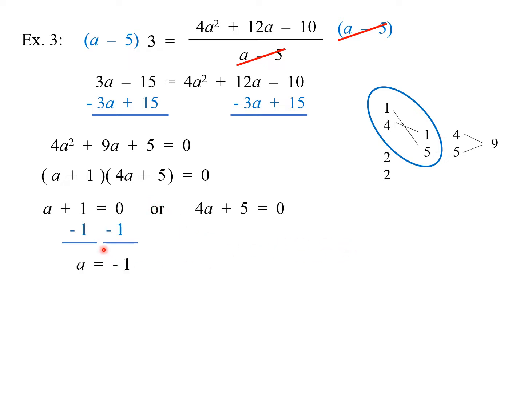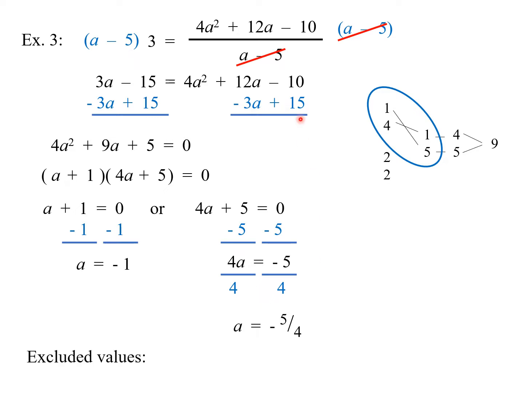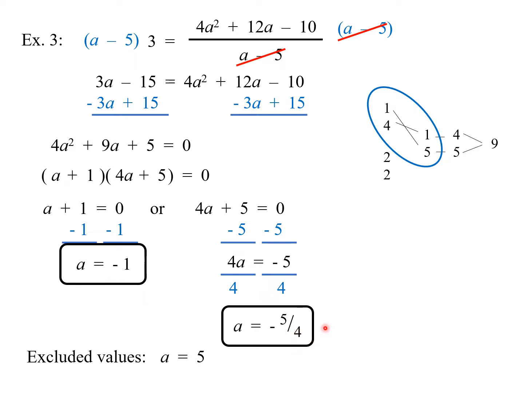And here I'm going to subtract 1 from each side to get negative 1. And over here I'm going to subtract 5 and then divide by 4 to get a is equal to negative 5 fourths. Now our excluded value, the value of a that would make this denominator 0, is a equals 5. That's neither of the ones we solved for, so we don't have to throw any of them away. We can keep them both, and those are our answers.